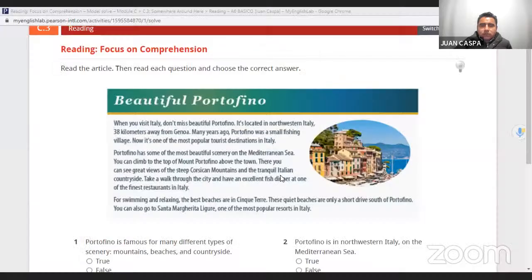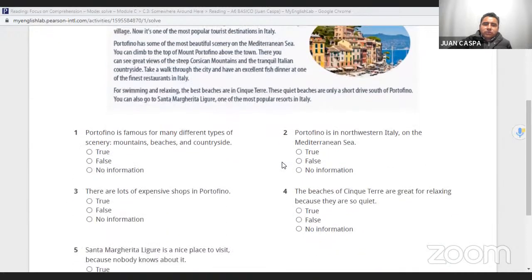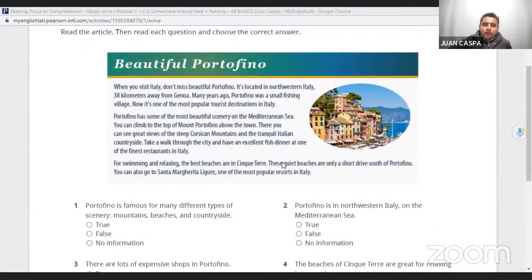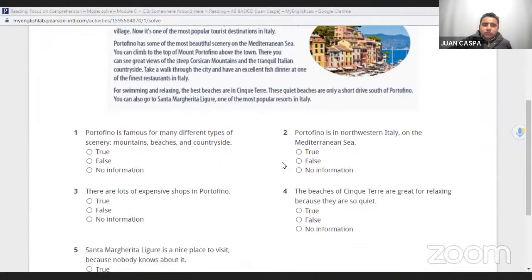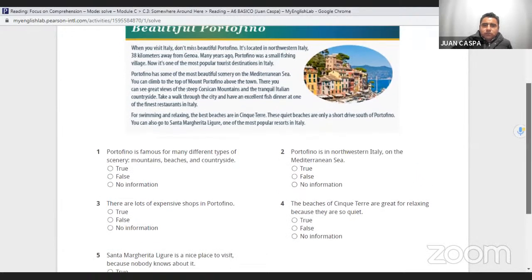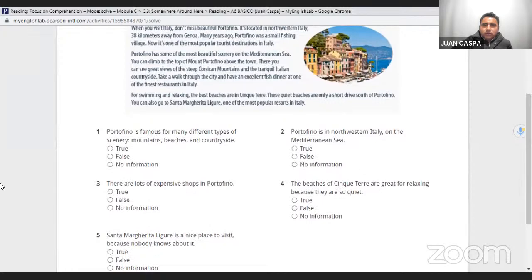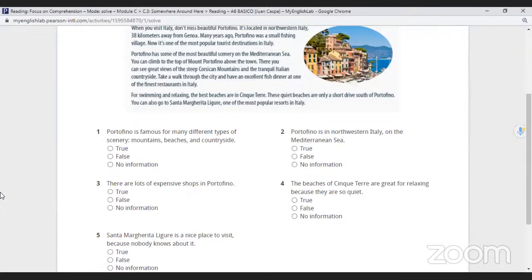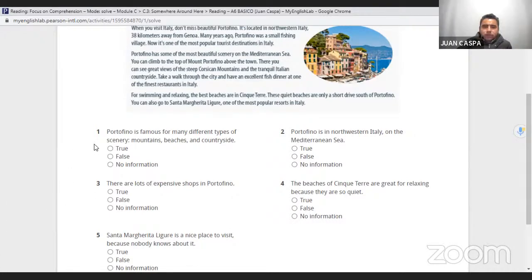But now we have to be focused on comprehension. The other one was vocabulary, but now comprehension. Okay. What about now? Let's just think about the answers, if it's true or false. Number one is true. True, okay.